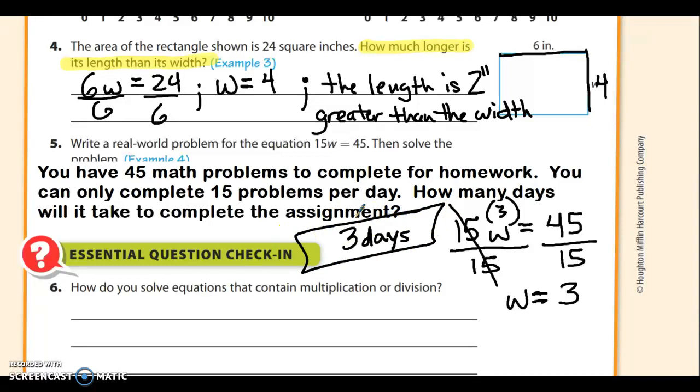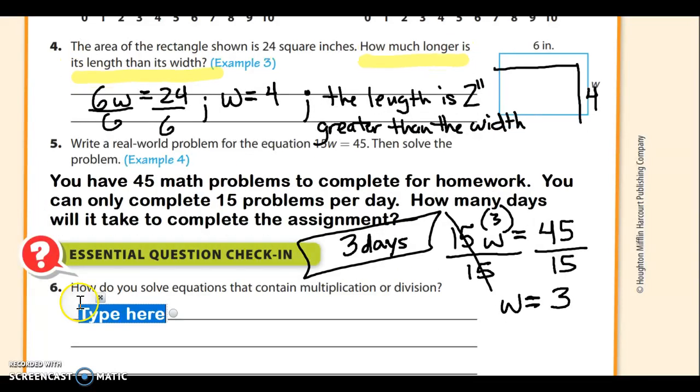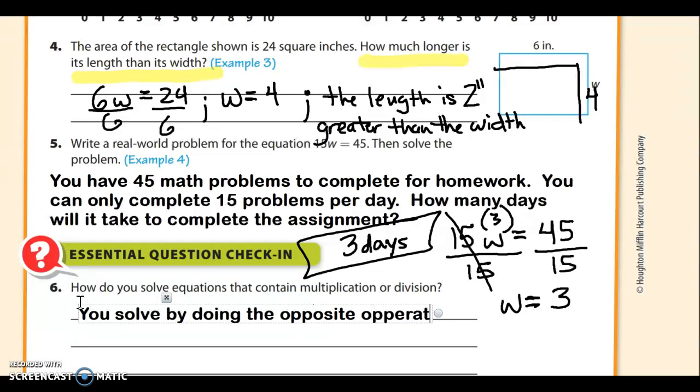Alright, essential check-in question number 6 reads, how do you solve equations that contain multiplication or division? So you do the opposite. You solve by doing the opposite operation. There's a better word for opposite. It's called inverse. I'm going to use that word.